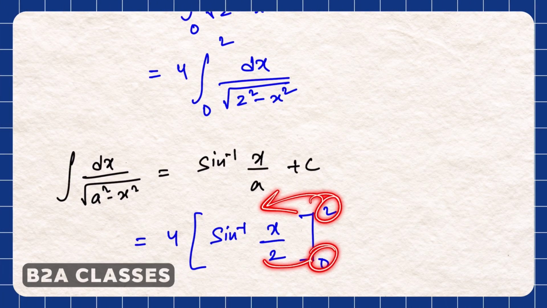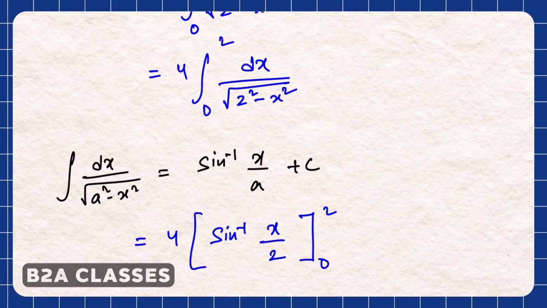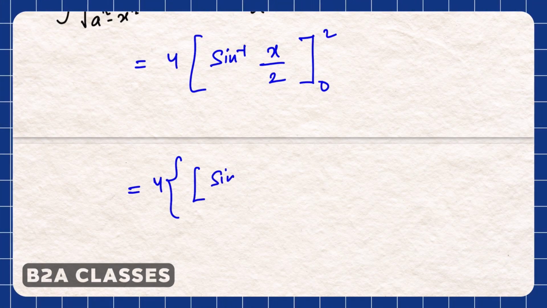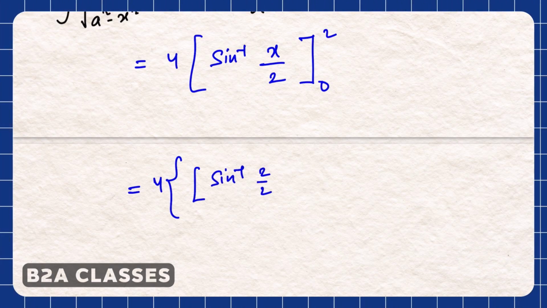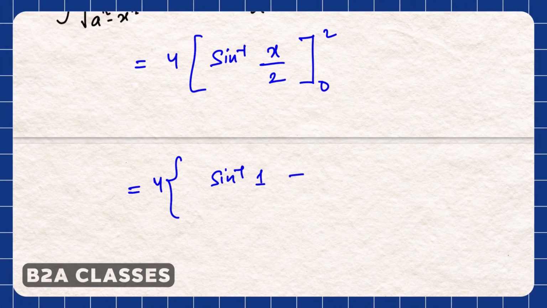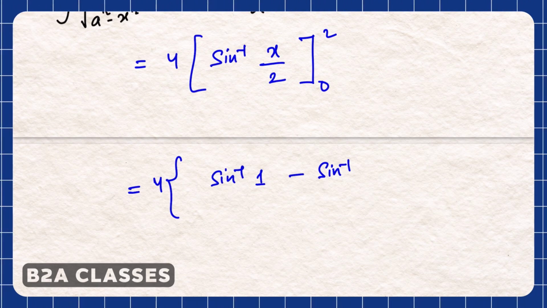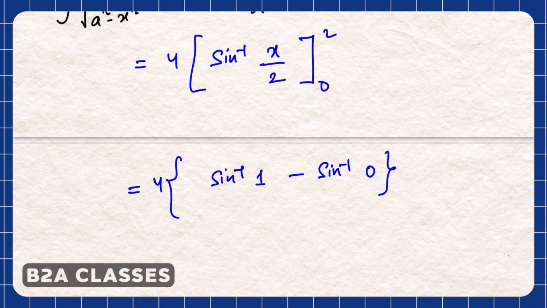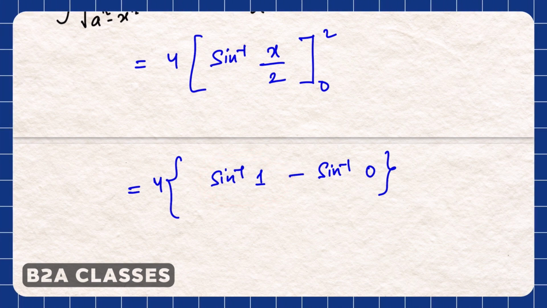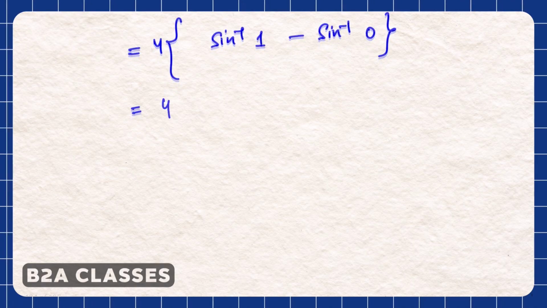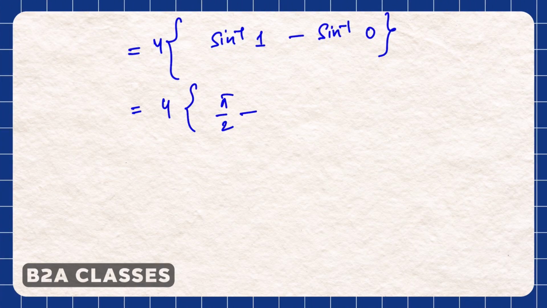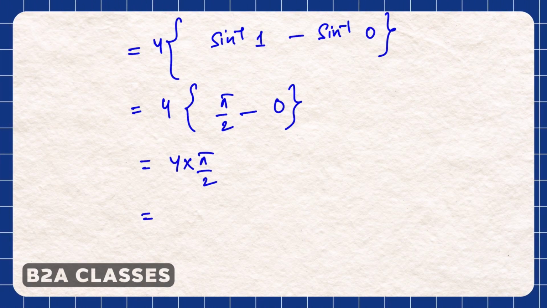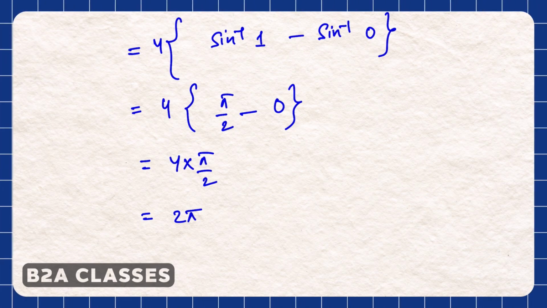And now we will put the limits in the function. First put the upper limit, then minus, then put the lower limit. So if I put the upper limit 2 in the function, this will be sin inverse 2 by 2, which is basically 1. Then minus, we have to put the lower limit, which is 0. So 0 by 2 will become 0. Okay? So we know sine inverse 1 is pi by 2. So 4 into pi by 2. And what is sine inverse 0? Sine inverse 0 is 0. So 4 into pi by 2 will be 2 pi.